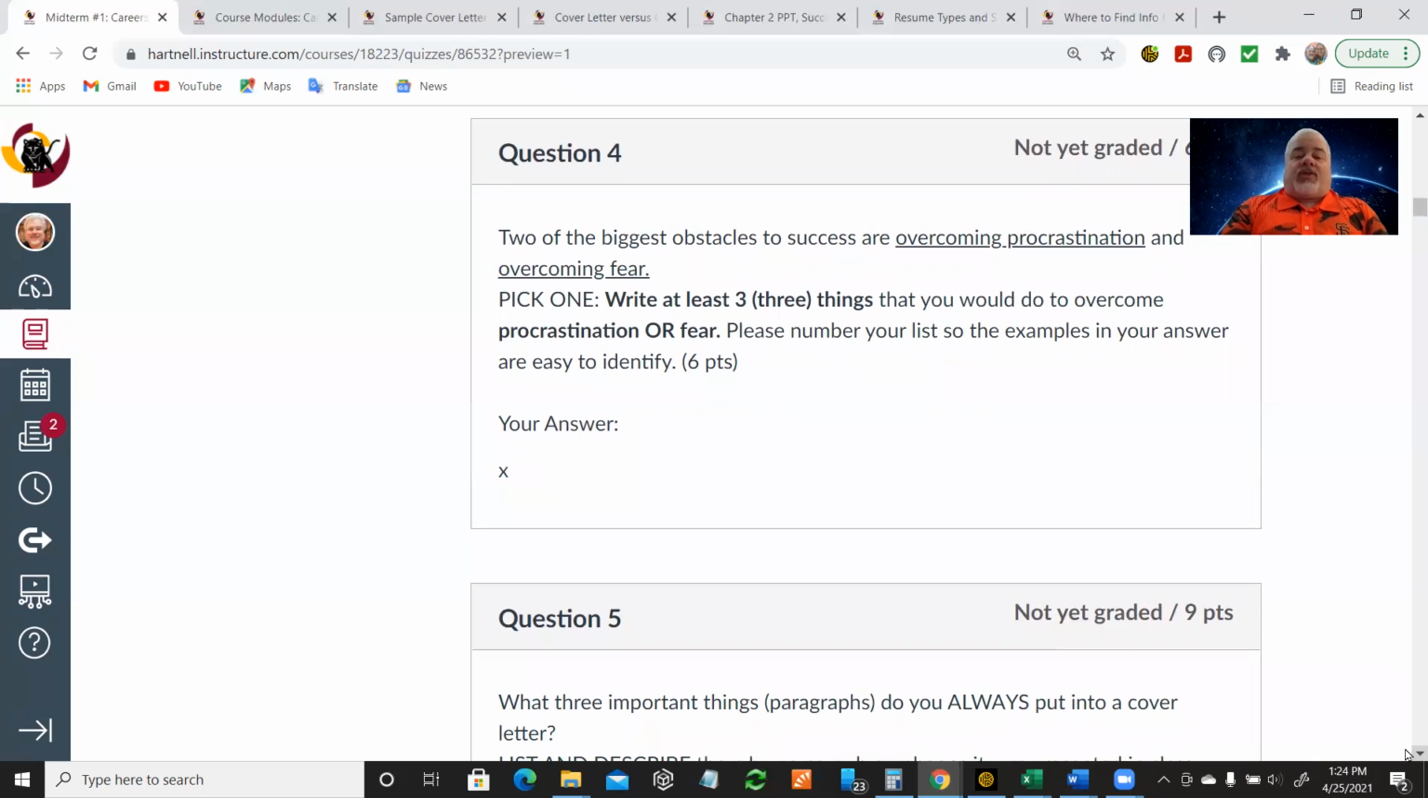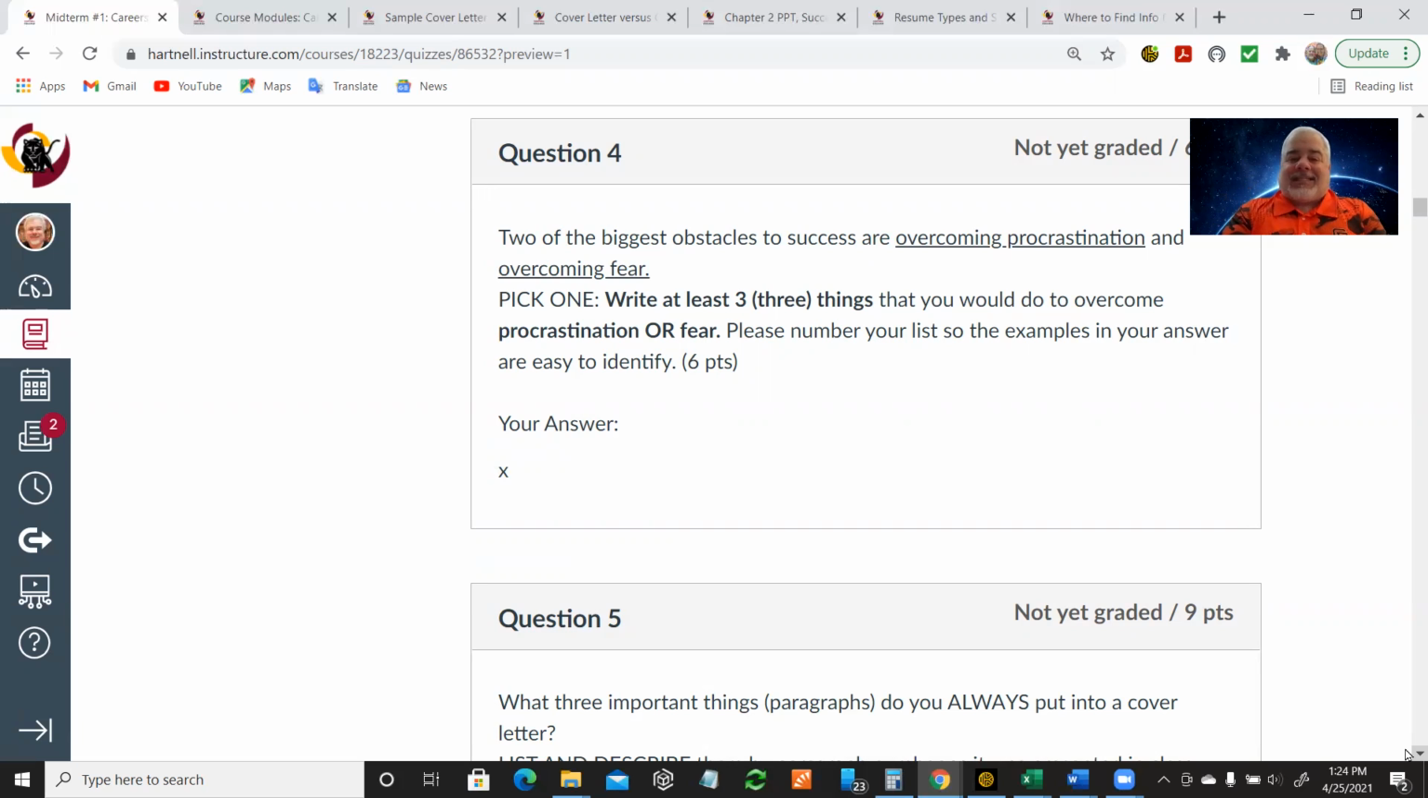Number four, two of the biggest obstacles to success are overcoming procrastination and overcoming fear. Pick one. And some of you didn't bother to even tell me which one you picked. You just gave me some quick answer without saying, in order to overcome procrastination, I would 1, 2, 3. In order to overcome fear, I would 1, 2, 3. That's what I wanted. I wanted to see you make it clear. You're overcoming procrastination or overcoming fear, not both, and write 3 things. And I didn't want 1 or 2 word bullet point lists.